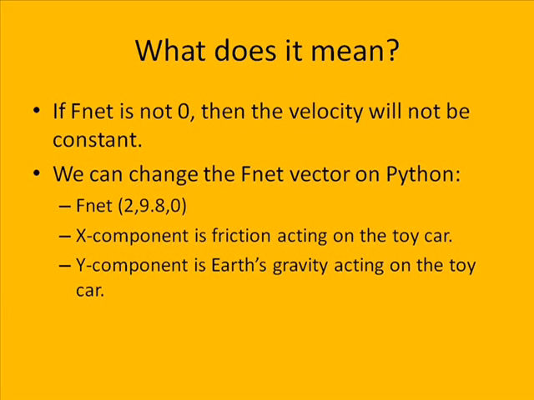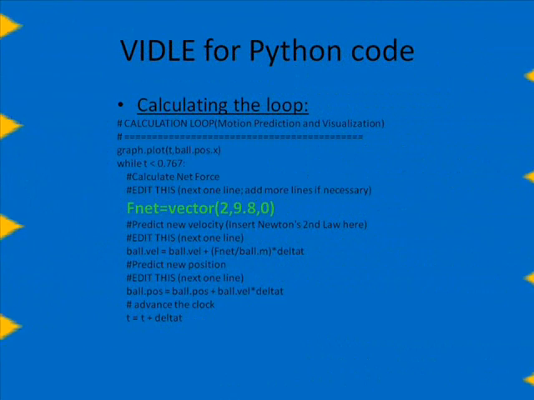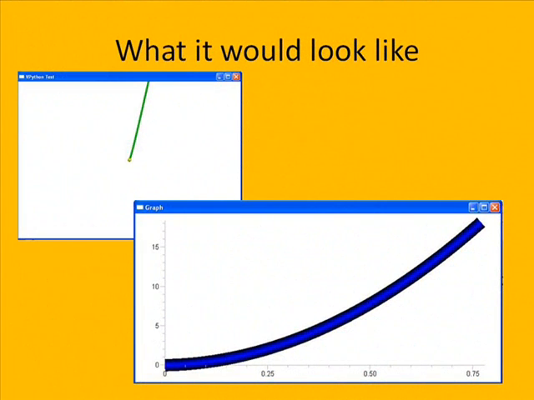What does it mean? This means that if the total force acting on the object was not equal to 0, then the velocity will not be constant. To prove this, we can go back to Python and change the net force vector. In this case, we change it to 2, 9.8, 0, making the x component be friction acting on the object and the y component Earth's gravity. If we run it, we can see that we don't have a constant velocity, but a change in velocity over the change in time.